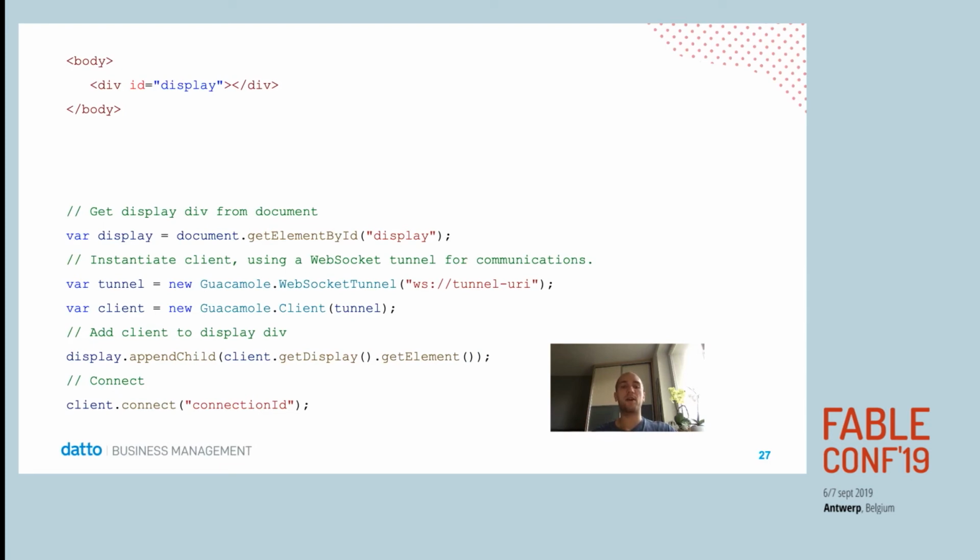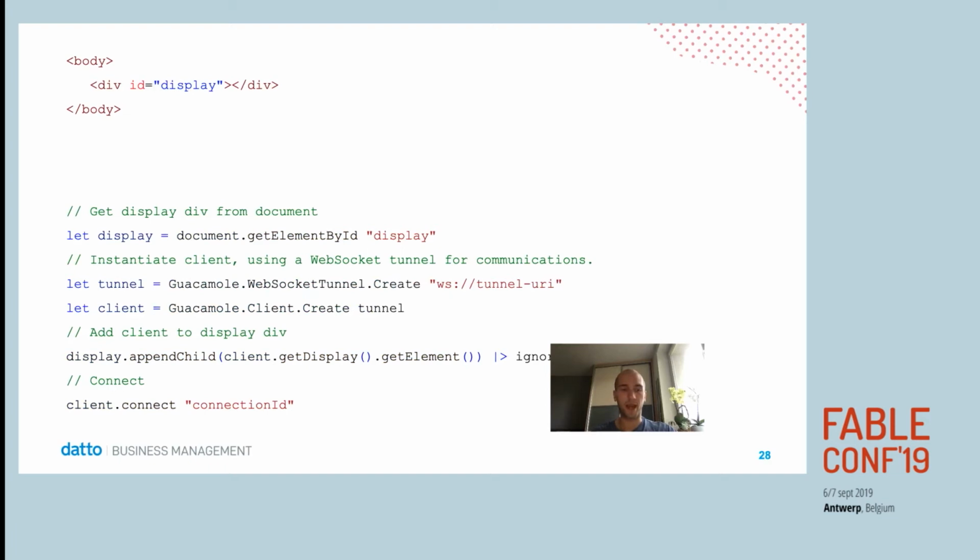And the key point here is that Guacamole client keeps track of the HTML5 canvas, and it will, under the hood, update and draw on that canvas when the connection gets some frames from the backend. And we can basically take this JavaScript code and translate that to F#.